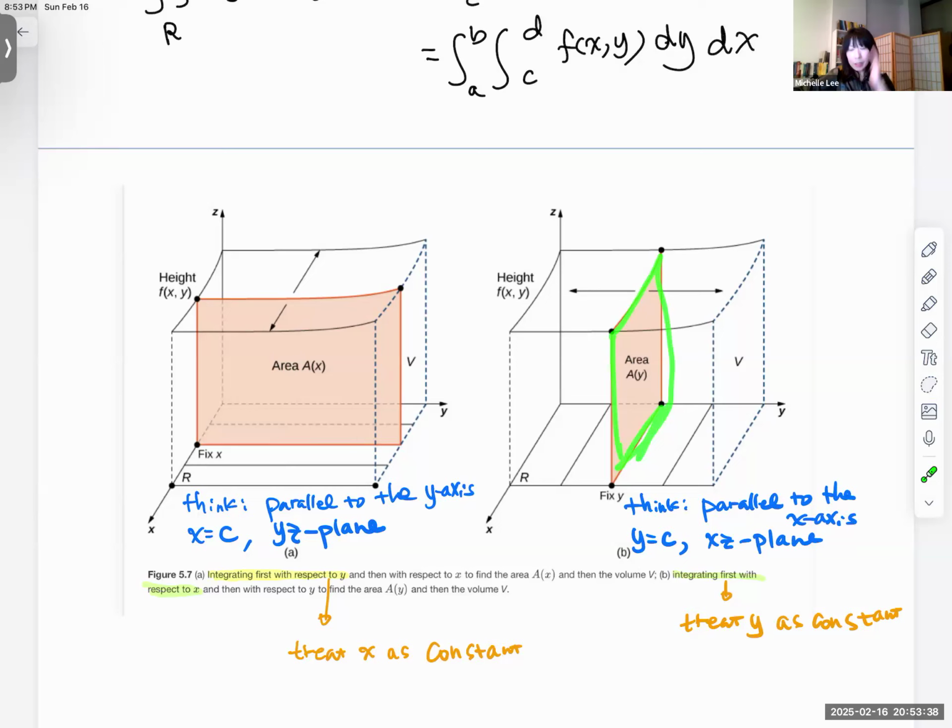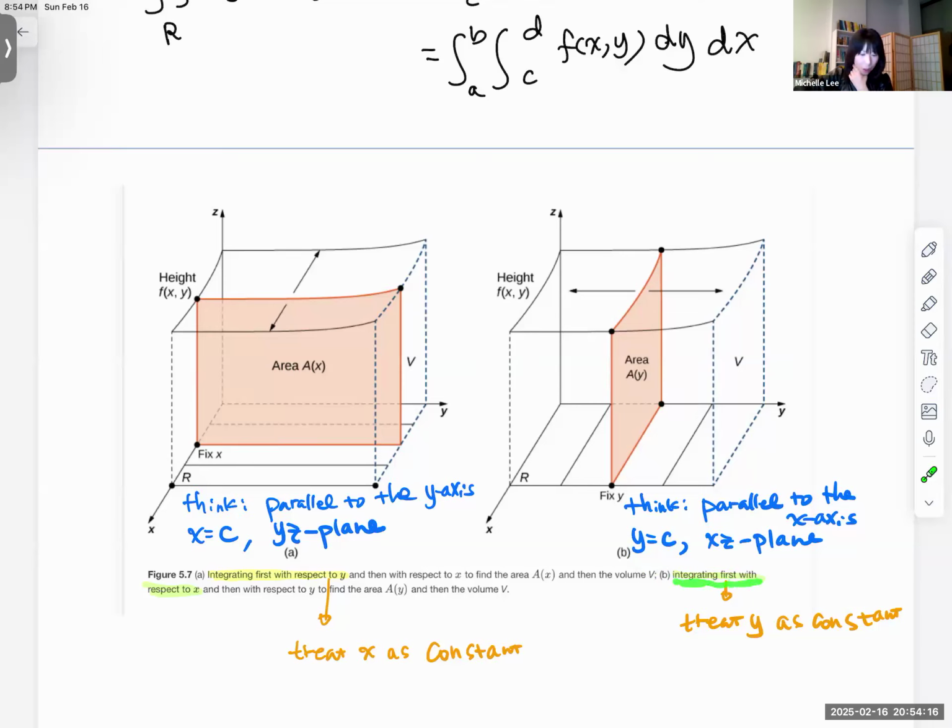Yeah. So let's take a look at the second one. This plane is like inserted in the wall, right? So this is parallel to the x-axis. Can you see that? Then we can say that y is constant. If y is constant, we call this the xz plane, right?